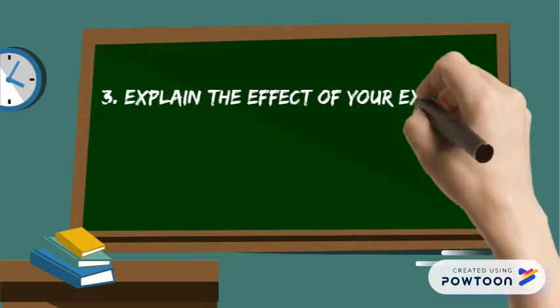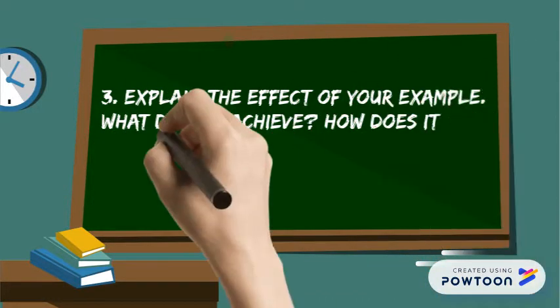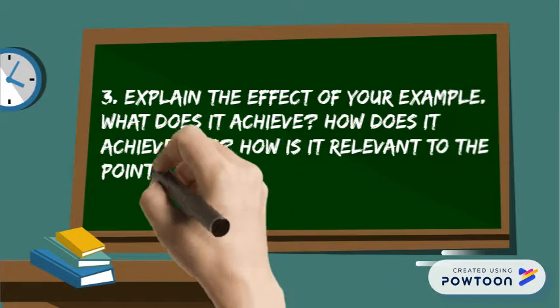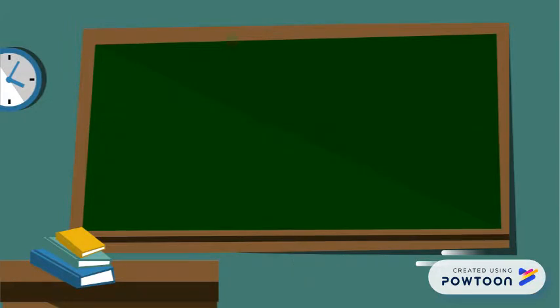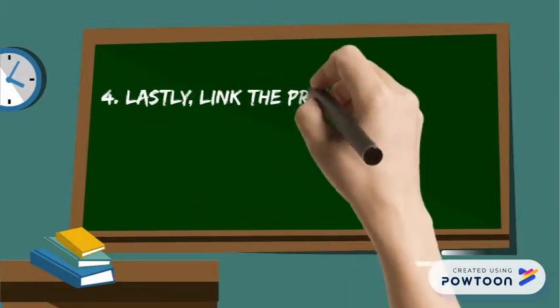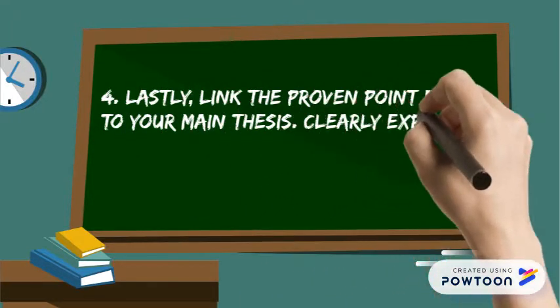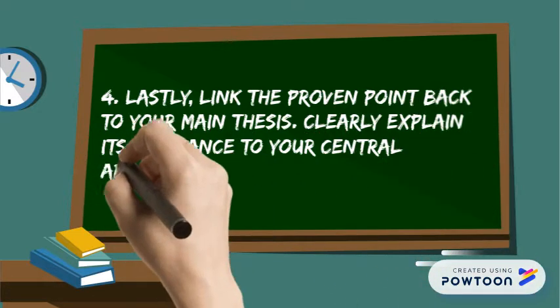You then need to explain the effect of your example. What does it achieve? How does it achieve this? How is it relevant to the point of this paragraph? Lastly, you need to link the proven point back to your main thesis. Clearly explain its relevance to your central argument.